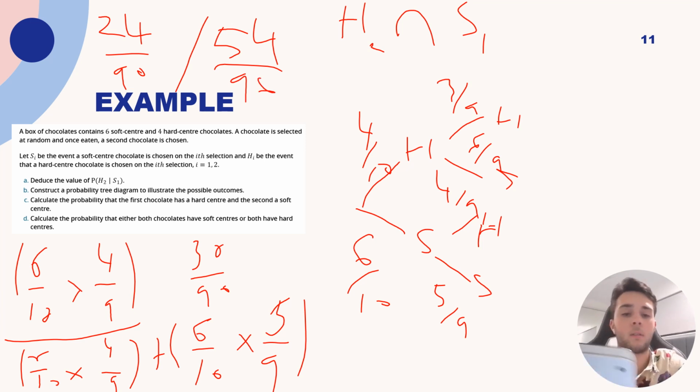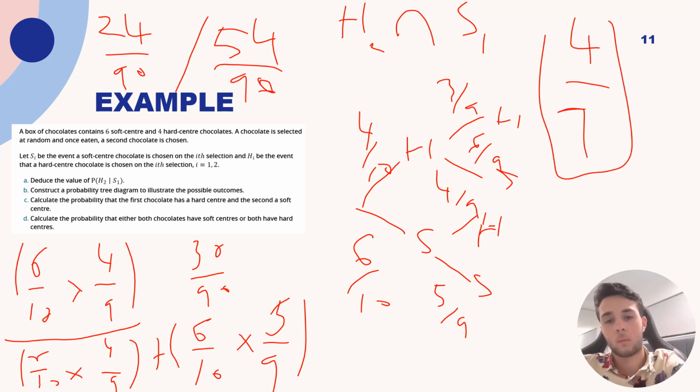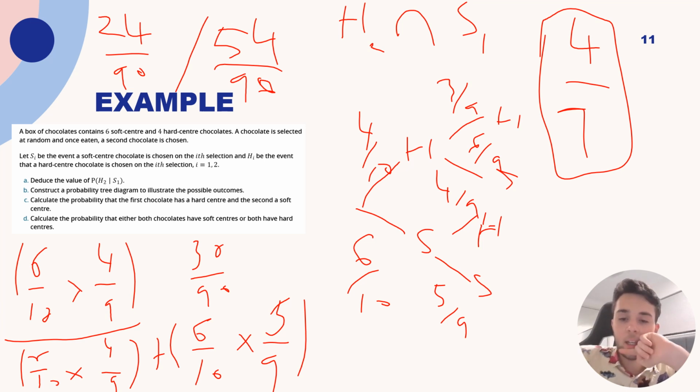And now all you have to do is solve that. So plug that into your calculator, 24 over 90 divided by 54 over 90 is equal to 4 over 9. Sorry for the messy handwriting. This is really hard to write with the touch screen.